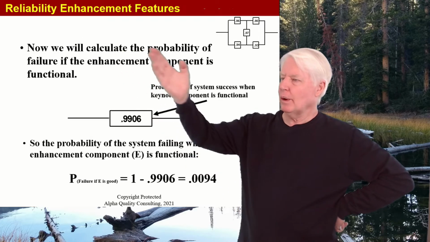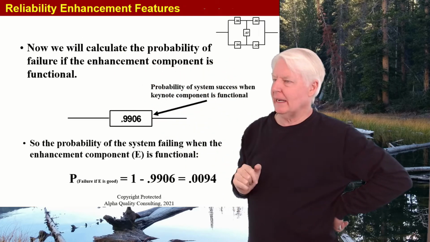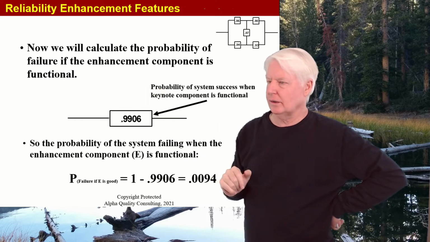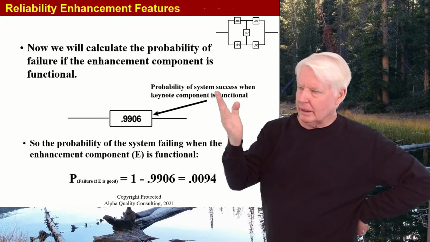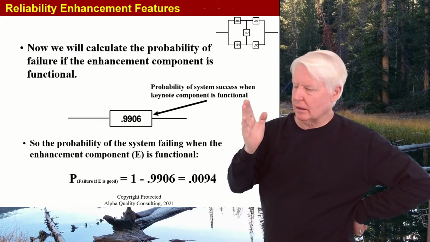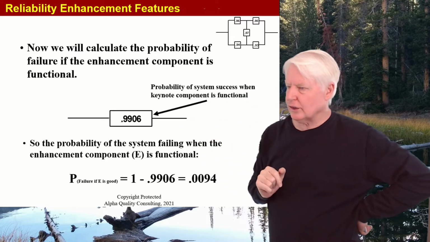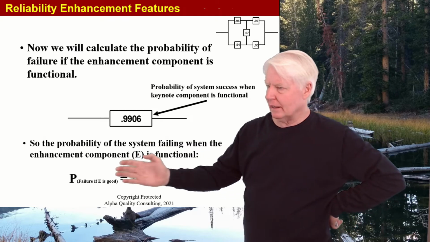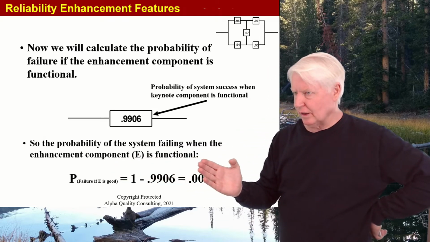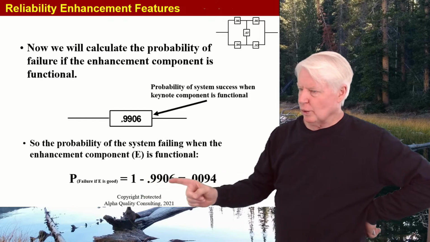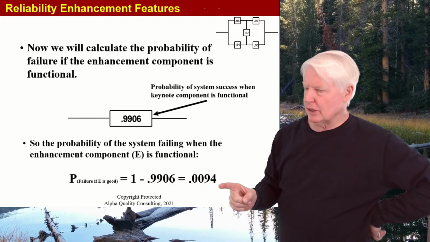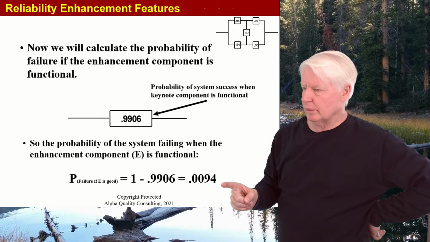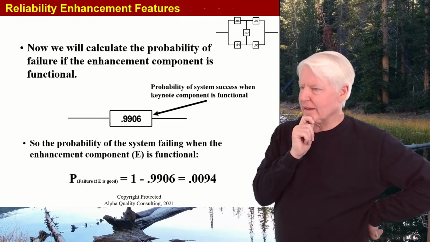Now we will calculate the probability of failure if the enhancement component is functional. The probability of system success when the keynote component is functional is what we just calculated. So the probability of the system failing when the enhancement component E is functional is 1 minus 0.9906, which is 0.0094, the probability of failure.